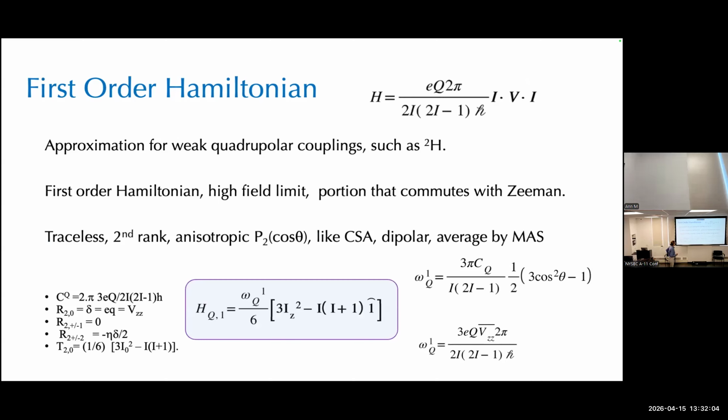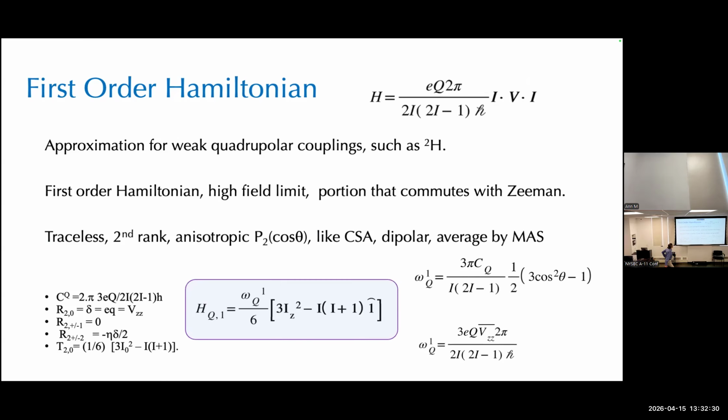It's a lot like the dipole Hamiltonian. So we get something for the first order that's like IZ squared minus I times I plus 1. It's a traceless second rank, and its anisotropy looks just like all the others. So everything we said about CSA and dipole kind of works the same here, which is very cool.